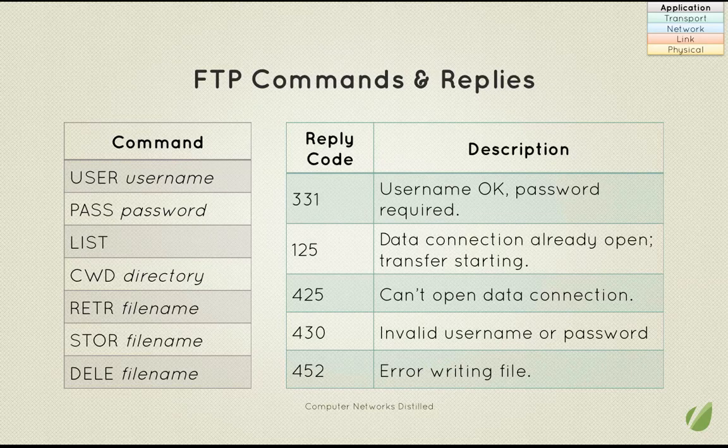This table illustrates some of the common reply codes with a short description. You can see all of the main types of replies that would have to happen. Username and password are required and weren't given. A data connection is open and we're going to start the transfer. We can't open the data connection. The username or password is invalid, or there's some error in writing a file. There are lots more replies. This is just a sampling of some of the common replies in FTP.